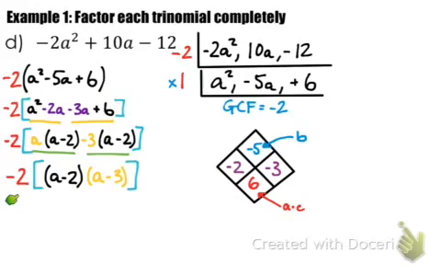And keep in mind I still have that negative 2 in front. So it'll be negative 2 times a minus 2 times a minus 3. And that's considered completely factored.